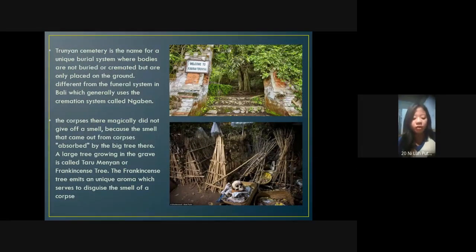Trunyan Cemetery is the name for a unique burial system where bodies are not buried or cremated, but are only placed on the ground. This is different from the funeral system in Bali, which generally uses cremation, or as we call it, ngaben. The corpses magically do not give off a smell because the smell is absorbed by the big tree there. A large tree growing in the grave is called Tarumanyan, or in English, the frankincense tree. The frankincense tree emits a unique aroma which serves to disguise the smell of the corpse.